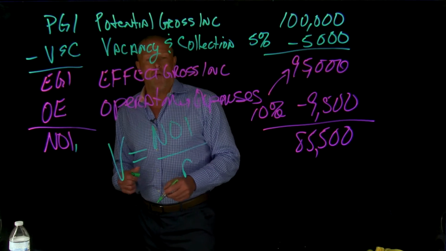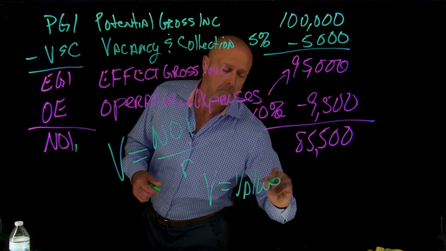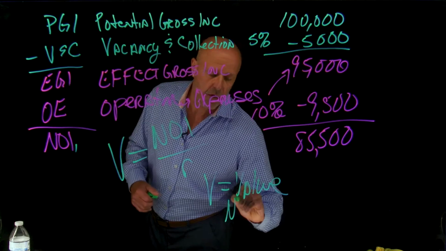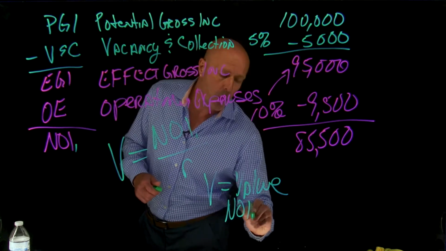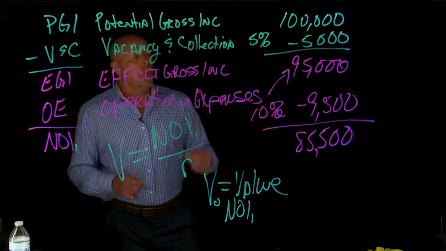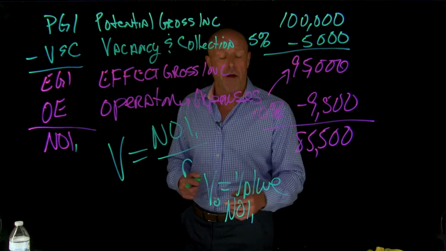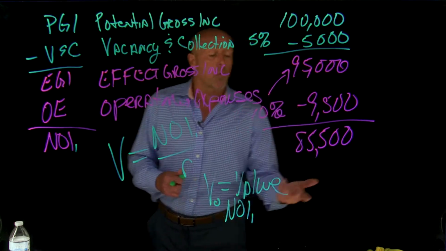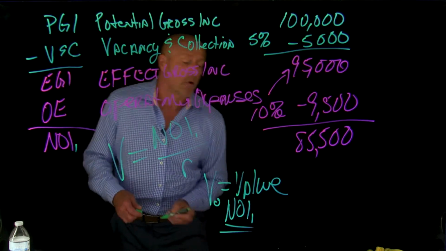V equals NOI over R. And in this environment, V equals value. NOI is, as we said, the net operating income. An important component, it has a sub 1. And the reason why, and the V is a 0, the reason why is because you and I are interested in knowing what we want to pay for it today. And of course, what we want to know what we're willing to pay for it is going to be based on the income that it's going to make in the future.